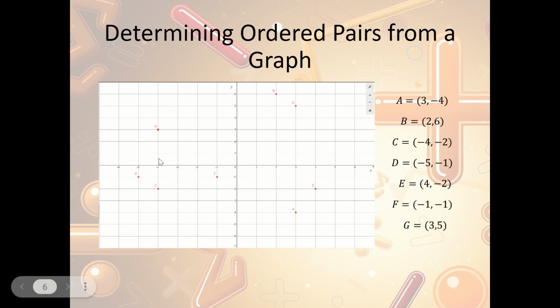So -4 and 1, 2, 3. So -4, 3. And so that's how I can look at graphs of coordinates and be able to figure out what their ordered pairs are.